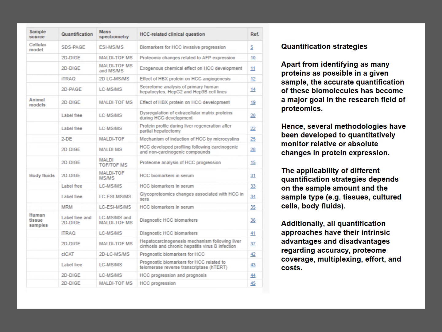So quantification strategies: we identify as many proteins as possible. The accurate quantification is a major goal. So they're looking for key biomolecules and the methodologies here to monitor relative or absolute changes. So we're looking at what's going up, what's going down, and that depends on the amount of sample. We didn't really talk about that, but certain techniques require a certain amount of, like, biopsy tissue or fluids, and others like cell lines, you could probably grow vats and vats of it.